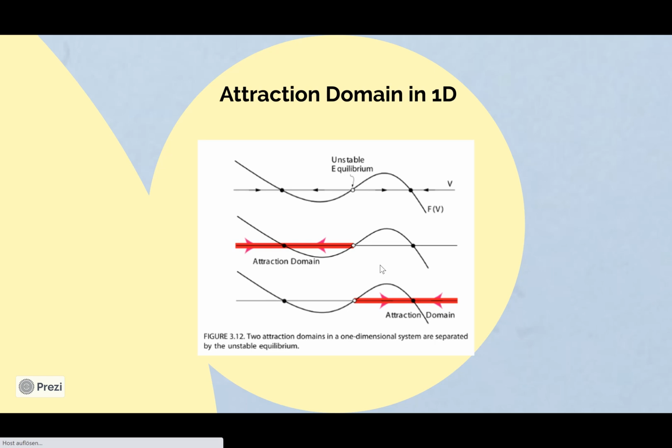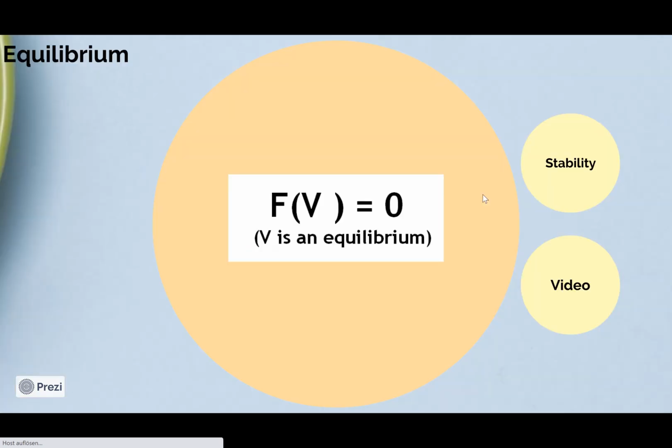The state of the variable in a 1D system changes depending on which side of the unstable equilibrium the initial condition is located. To analyze a dynamical system, we need to find its rest points, special states V, where f(V) equals 0. This is called an equilibrium condition.